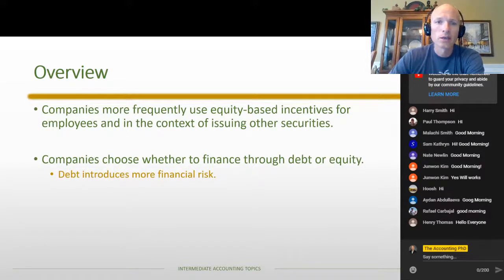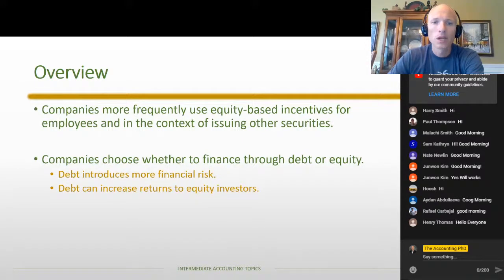The big difference is that debt introduces financial risk. Now, risk is not good and it's not bad. It's just different. Risk multiplies the returns or it multiplies the losses. Financial risk is just what it says. It's just riskier, but it's not better or worse. The more debt that a company takes on, the more financial risk that they have. The benefit to that, of course, is that it increases returns on equity for investors.